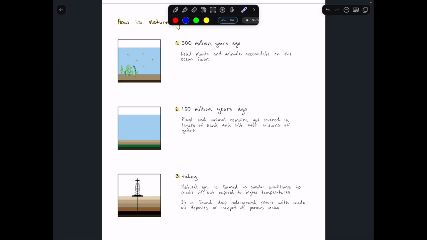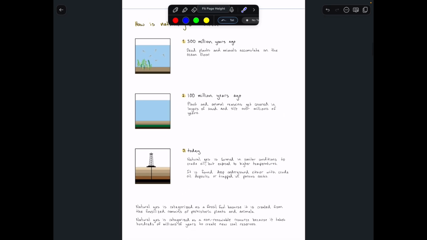Once formed, natural gas accumulates in underground reservoirs, either alongside crude oil deposits, or trapped within porous rock formations deep underground. And similar to coal and crude oil, natural gas is considered to be a fossil fuel and a non-renewable resource because it is made from the fossilized remains of plants and microorganisms over the course of hundreds of millions of years.